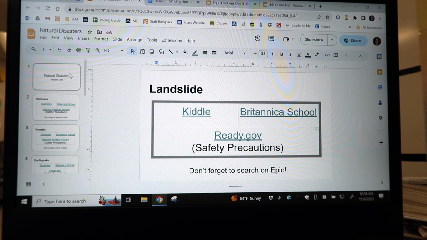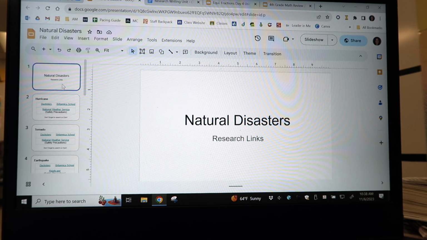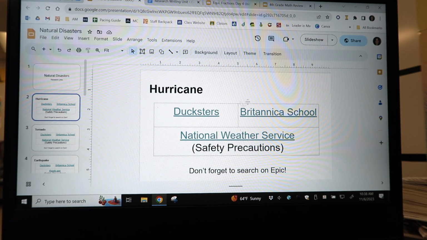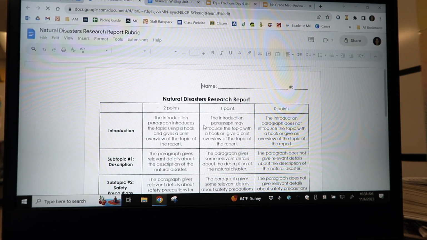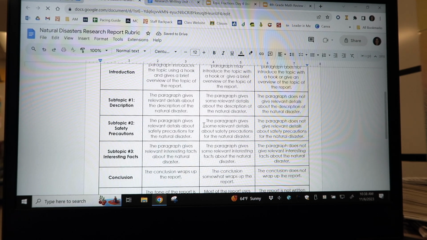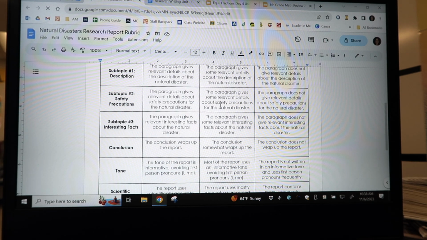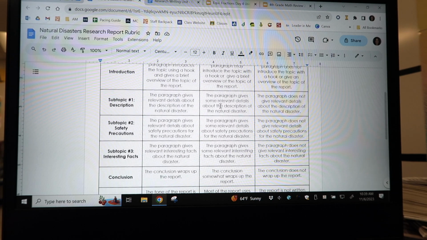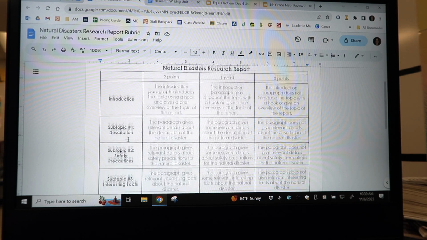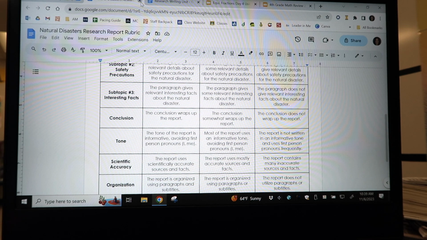So we will just post this in Google Classroom for all the students to have access to their sites. And this is basically what they will cite as their sources too, or EPIC books, and their EPIC books that they read, because part of their research will be reading EPIC books. We created our rubric so that, again, we know exactly what the students are supposed to write about. And this, again, also came from our planet research. We just kind of adjusted it for the natural disasters.